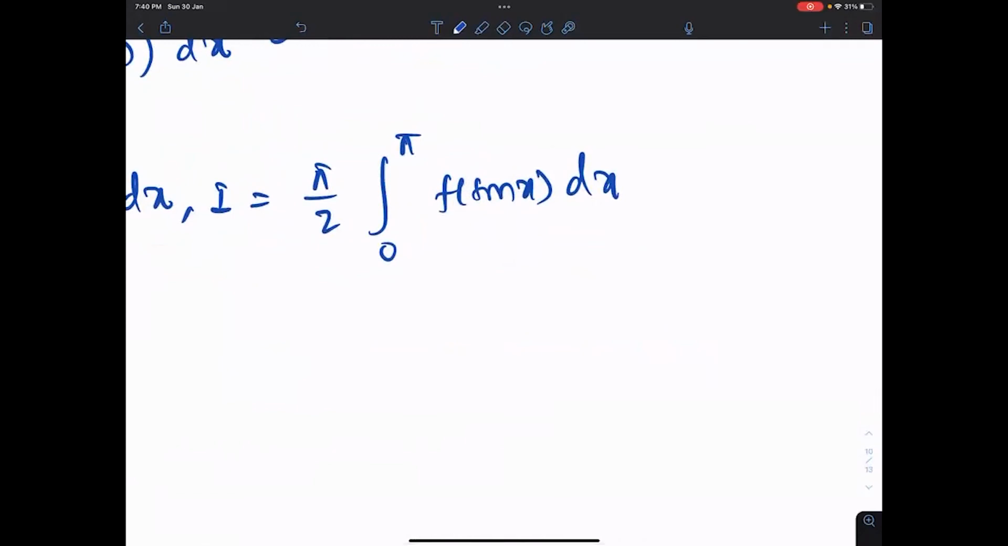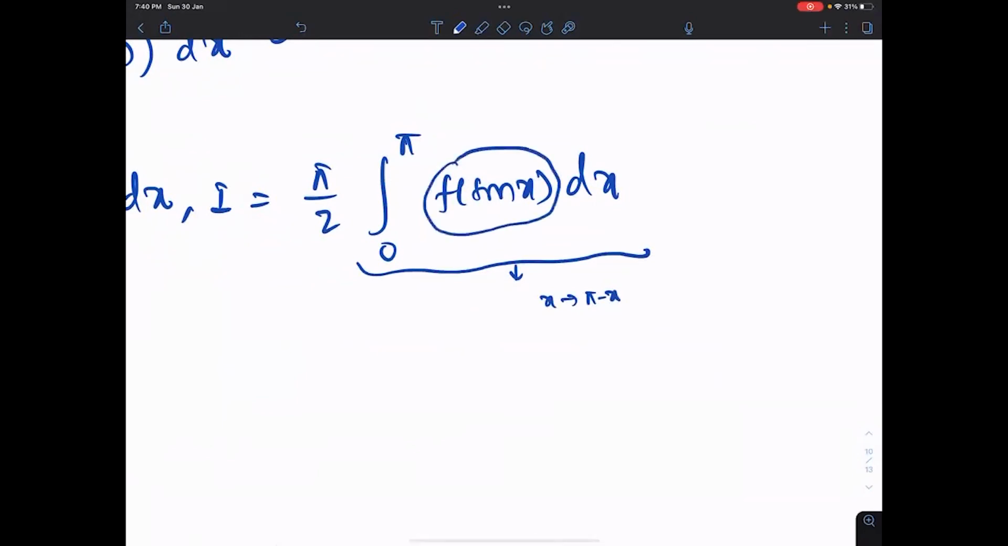I'll tell you. See, now if you do a plus b minus x again, what will you get? That means x you are replacing by pi minus x. If you do that, this will remain the same. Right? That means it means symmetry. Whenever the function is not changing inside the integral by doing a plus b minus x, it means that the function is symmetrical about the midpoint of the limits. What is it here? 0 to pi, the midpoint is pi by 2. The graph is symmetrical about pi by 2. That is what you need to understand.